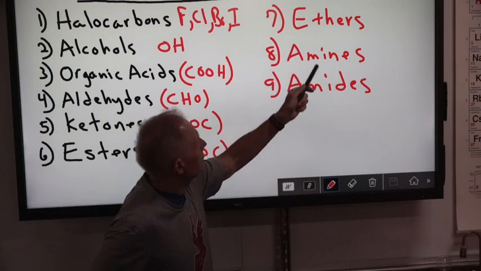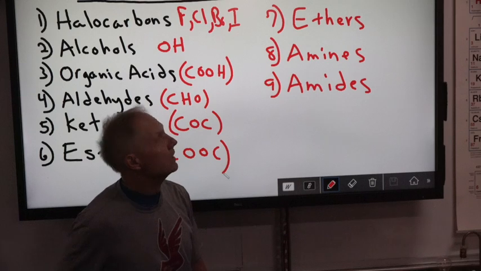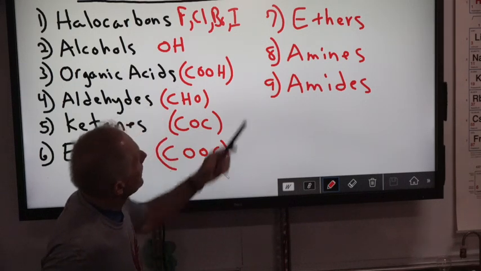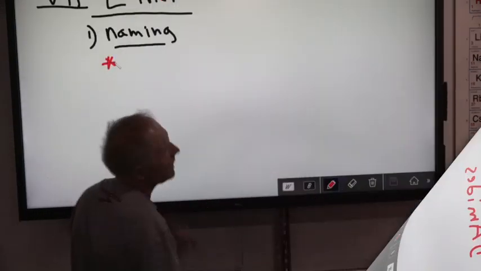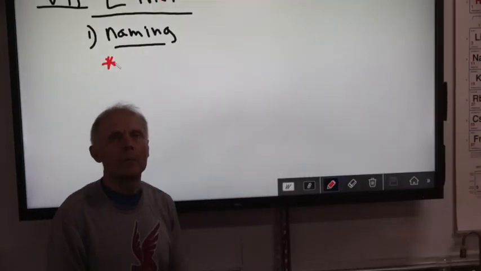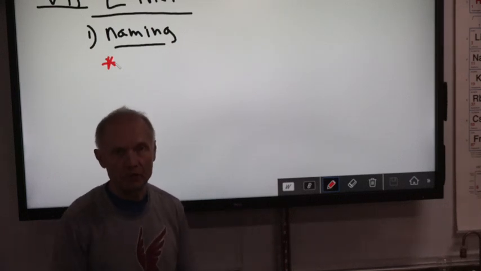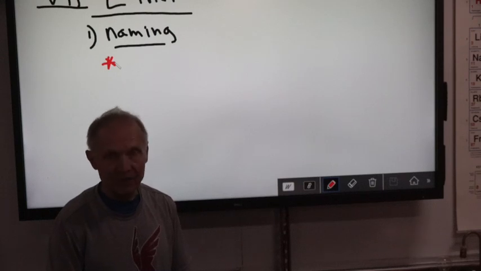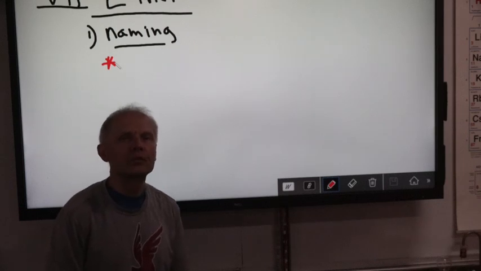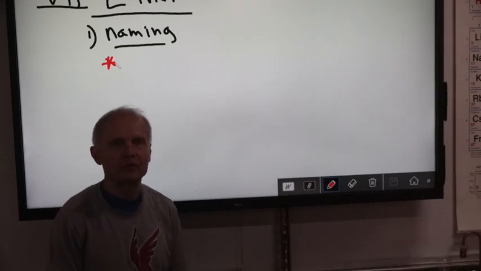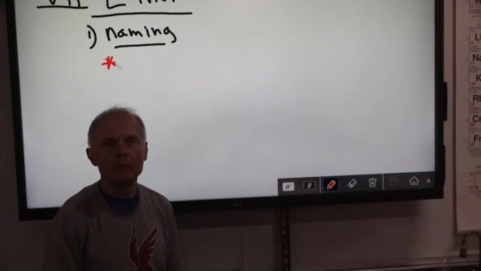Now, we have three functional groups left. We have ethers, amines, and amides, or amides, whichever way you want to say it. So we're going to start out with ethers right now and finish off those three. So we're going to start out by learning how to name an ether. It's not anything like the rest of the functional groups. Nothing like it. So what I'm going to do is give you the molecular formula for the first one. You try to figure out what the structural formula would be.